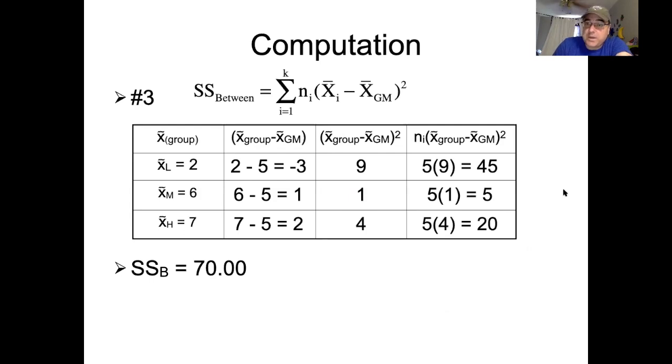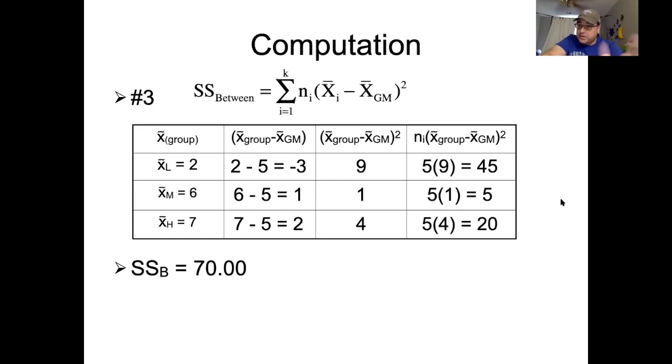For the sum of squares between, tricky again, make sure you pay attention. The grand mean was 5. The mean of the first group was 2, so 2 minus 5 equals -3. Multiply that by itself, that is to say square it, for a 9, and then multiply it by 5, which was the number of people in the first group, and you get a 45. Same thing for the second group. The difference between 6 and the grand mean is 1. 1 squared is 1, times 5 is 5. For the third group, they had an average of 7. The grand mean is 5. 7 minus 5 is 2. 2 squared is 4. Multiplied by 5 people in the third group gives you 20. Add those all up, you get a sum of squares between of 70.